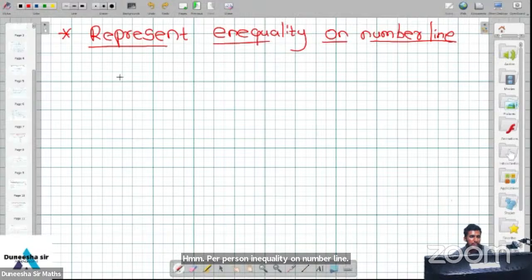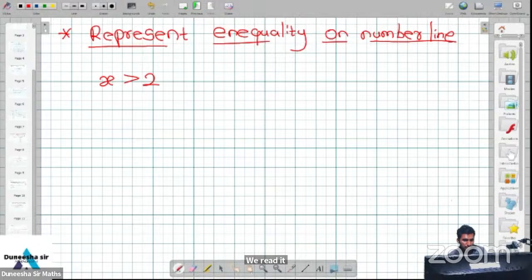Okay. If there is an inequality like this, can you read it? How do we read this? x greater than 2. Yes, x greater than 2. Okay, now we have to represent it on a number line.